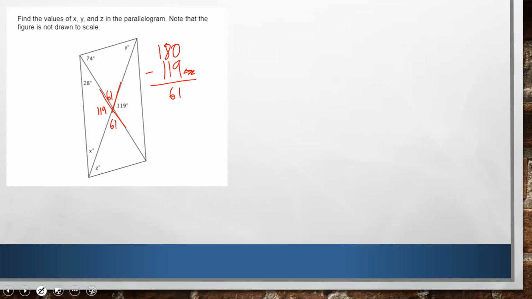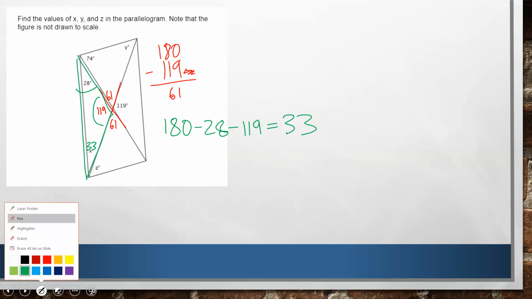Okay, let's see how much of that is useful. Let's solve for x first. Hey, look, a triangle. Well, that means I just need to take away from 180 the two other angles. In this case, that is 28 and 119. Which is 33. So x is 33. Splendid.